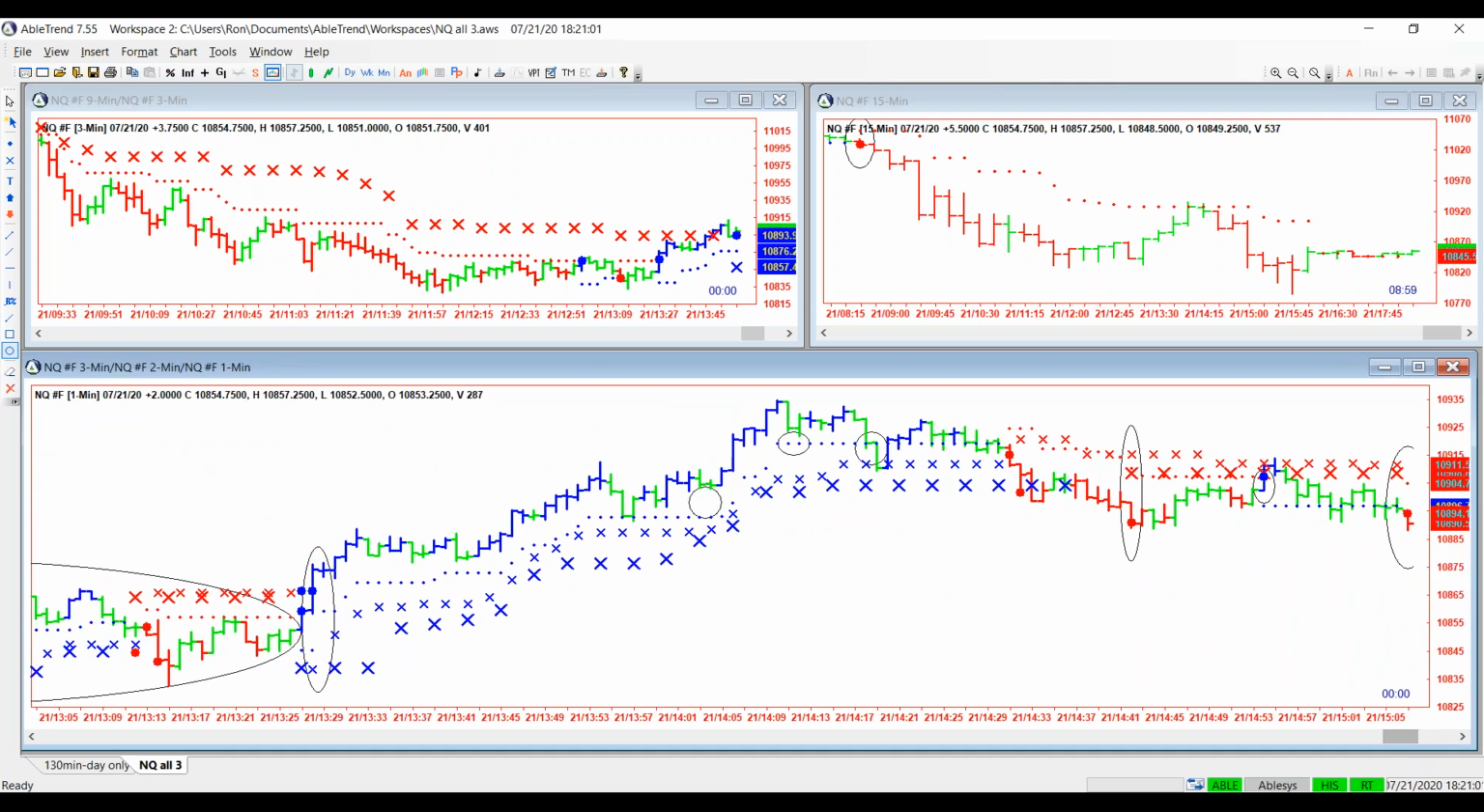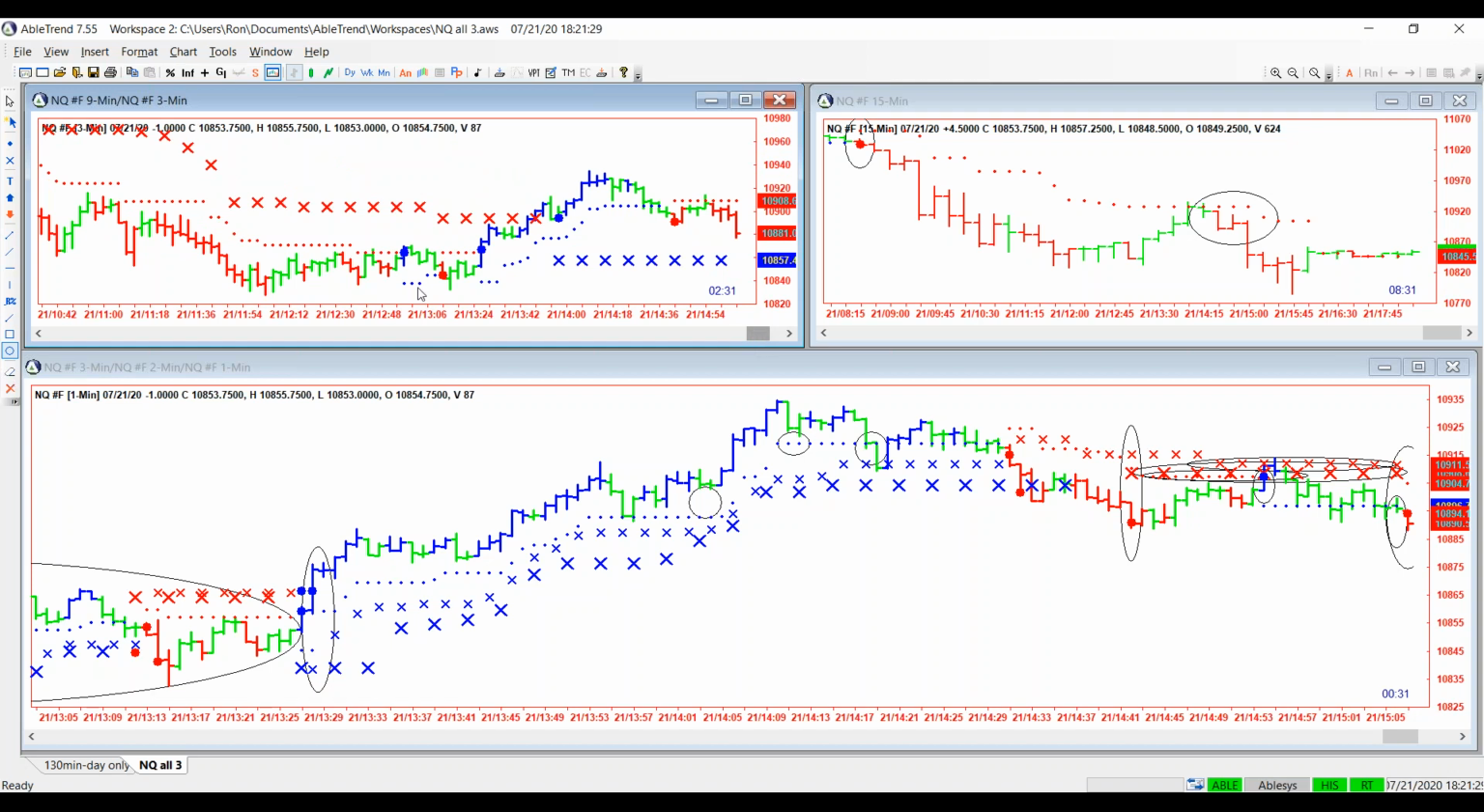I mean, I don't know how much easier we could make it. Once you see red bars, and there's the red bar, and prior to that, that's what's important, prior to that, you had a 3-minute sell signal. You had a 2-minute sell signal. You had the dots, the 1-minute sell signal. You had the 15-minute chart right above, sell signal. You had the 3-minute, 9-minute sell signal. Does it get any more obvious than that?